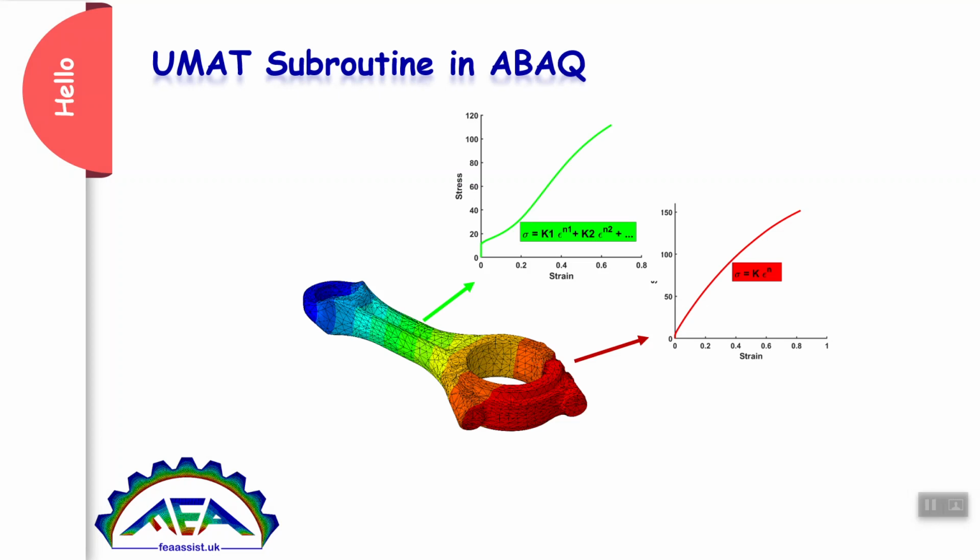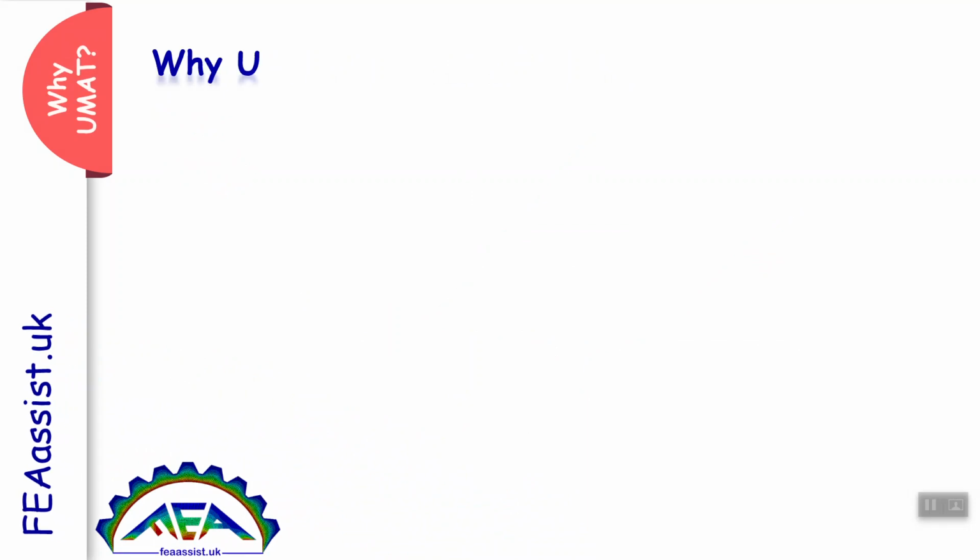Hello. You want to learn UMAT Subroutine in Abaqus easily and quickly. UMAT is a subroutine to define a new mechanical behavior for materials. Stay with us. The first question, which is very important, is: why UMAT? Why do we need the UMAT subroutine?